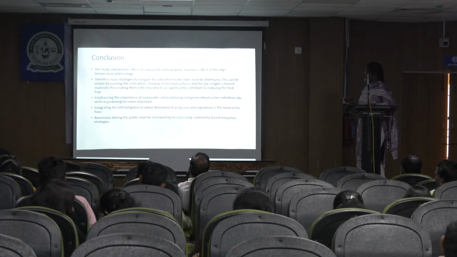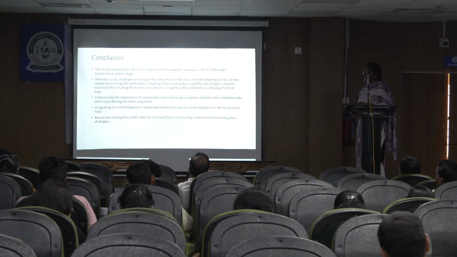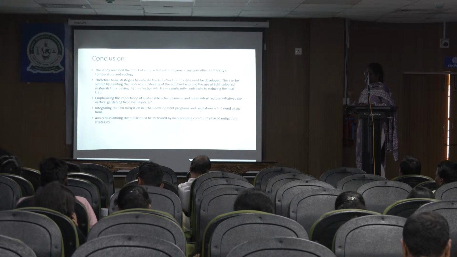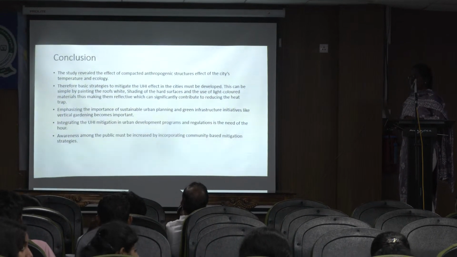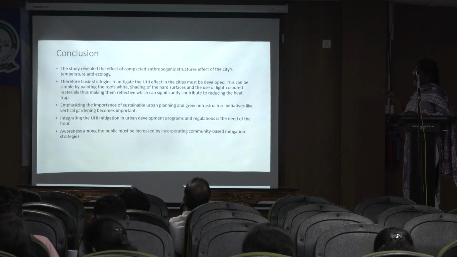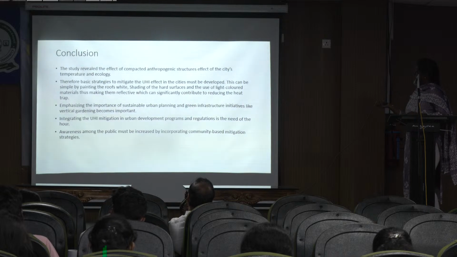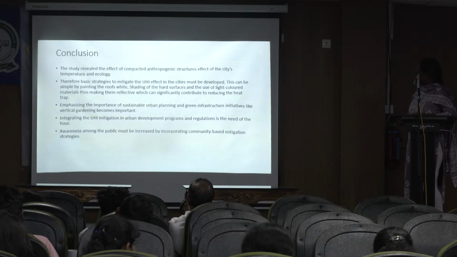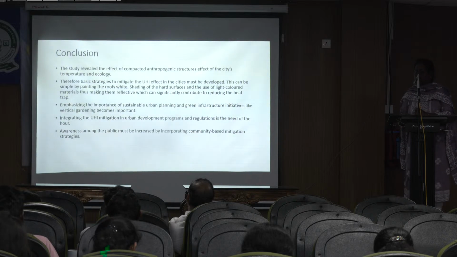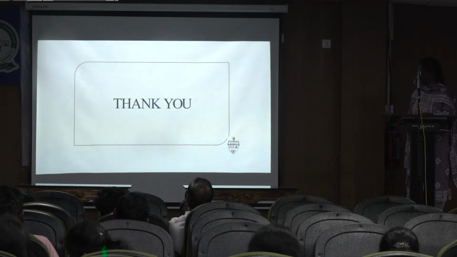We also have to keep an eye on the slum areas, because they are the more vulnerable population, and in these areas the built-ups have more asbestos sheets and more materials which trap heat. So these areas must be taken into consideration. Integration of UHI and urban development programs should be taken care of, and awareness among the public must be increased by incorporating community-based mitigation strategies. So these are my references.